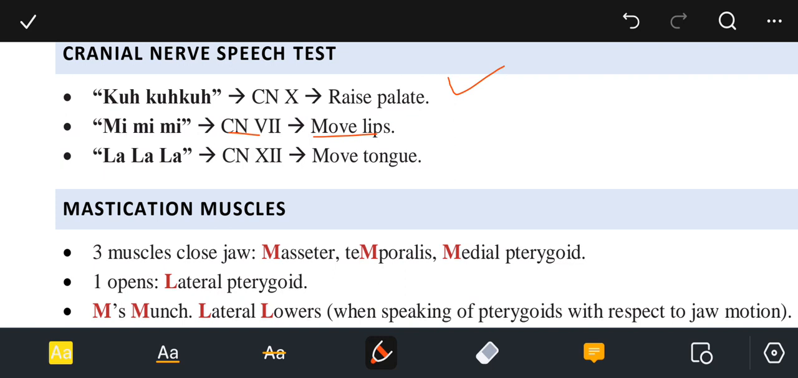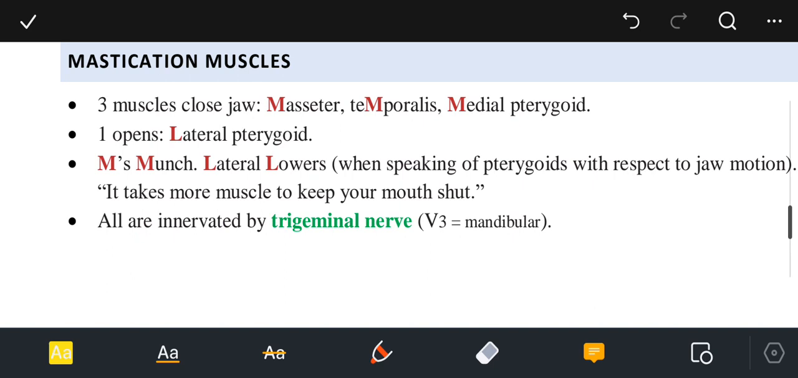Then "la" is for cranial nerve 12, which tests the functionality of the tongue. Then the muscles of mastication: three muscles close the jaw and only one muscle opens it. The three that close the jaw are the masseter, temporalis and medial pterygoid muscles. The only muscle that opens the mouth is the lateral pterygoid. Remember: M's munch, lateral, M's will close the mouth.